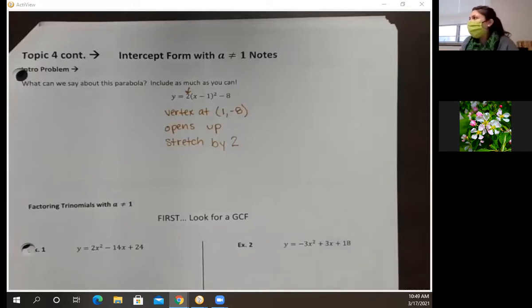As we know, each of our functions gives us some important information. What we're going to continue to work on today is that intercept form, that form that gives us those x-intercepts. But what we're going to see today is that instead of just x squared, we're going to have a number in front of that x squared. We're going to have a lead coefficient that's not 1.